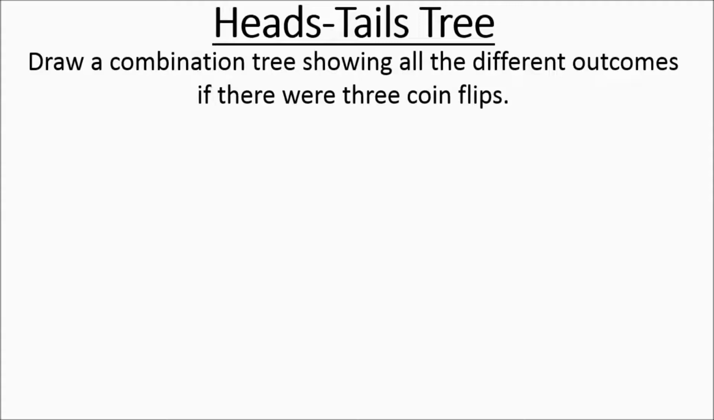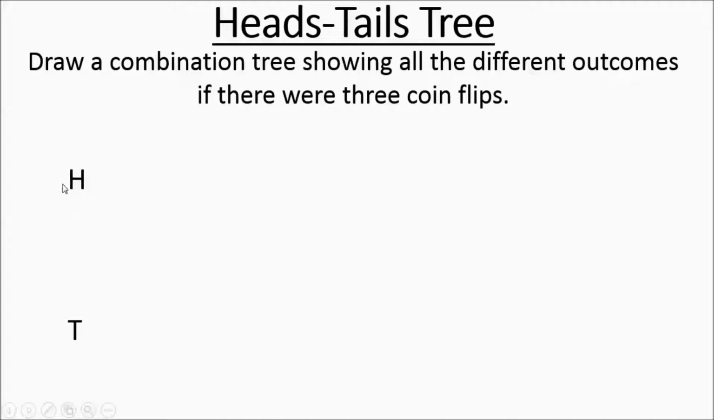So this video is going to cover setting up a combination tree for when you would flip a coin three times. We're going to draw a combination tree showing all the different outcomes if there were three coin flips. So first of all, in your first flip, your two outcomes could be heads or tails.